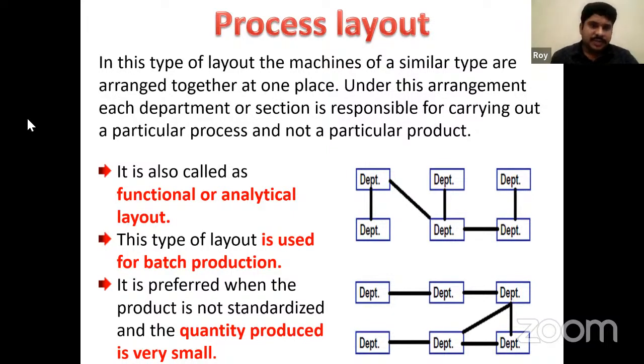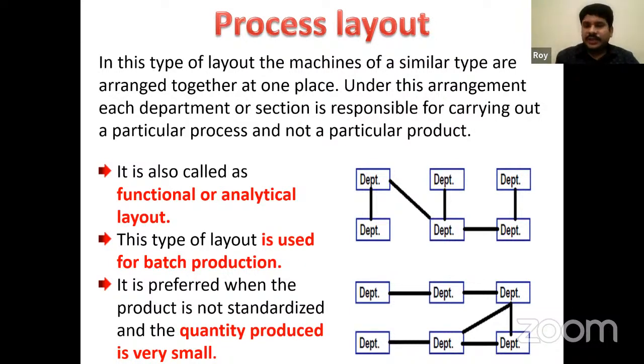Okay, product layout. Second one is the process layout. Process layout is also similar to the previous one, but it is also placed in one place. Under this arrangement, each department or section is responsible for carrying out a particular process and not a particular product. Let us say one part of that material will be done by the A department. Another part will be done by the B department. Another part will be done at C, D, E, F. And when all these departments have done their part, all the products will gather in one department and the final product will come there. You got it?